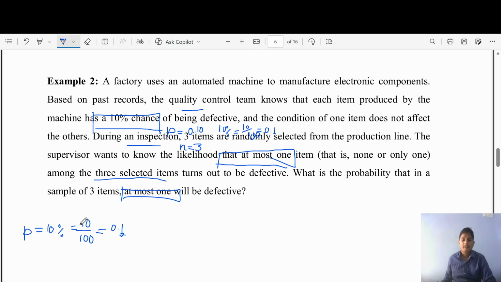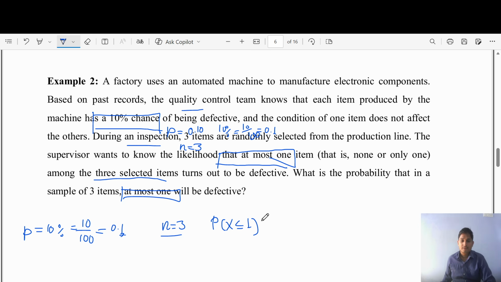Okay. An inspection team selected 3 items. So an inspection team selected 3 items means n is equal to 3. What is the probability that at most one will be defective? At most one means this: 1 or less than or equal to 1.